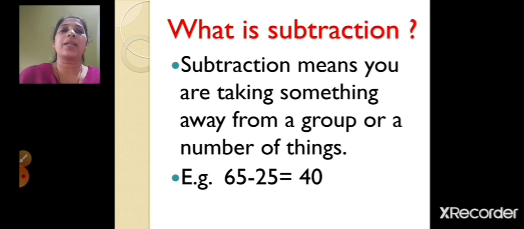And what is subtraction? Subtraction means you are taking something away from a group or a number of things. So for example, 65 minus 25. So 5 minus 5 is 0 and 6 minus 2 is 4. So you get the answer as 40. That means you are taking away 25 from 65, right?